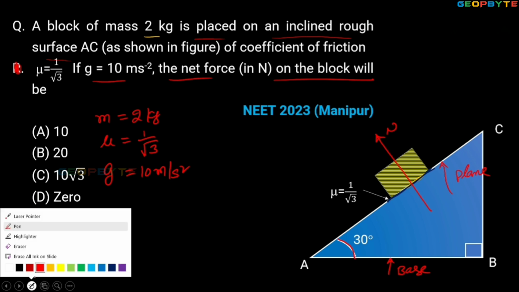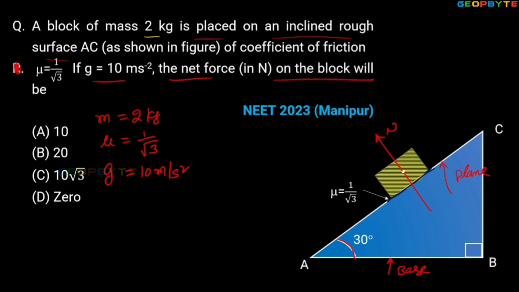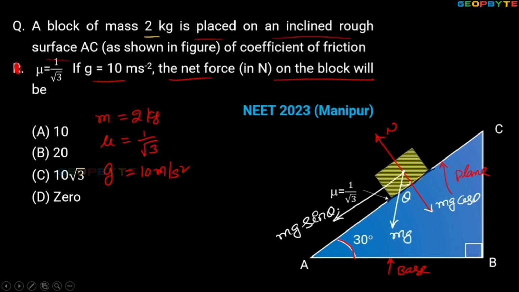But look at the self weight. Self weight is acting vertically downwards through the center of gravity with a magnitude mg, at an angle theta with respect to the normal reaction direction. Then it develops two components of weight. This is mg cos theta and this is mg sin theta.